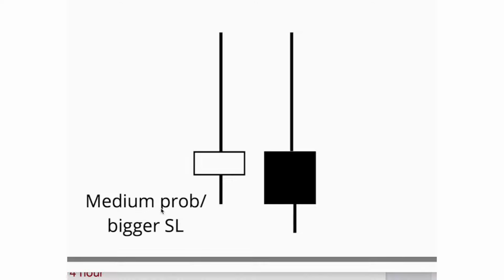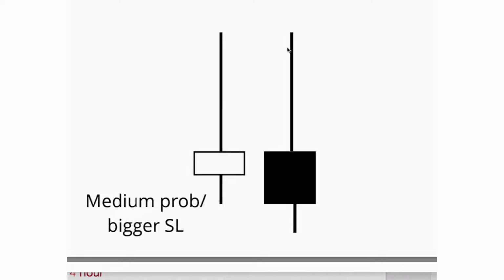Again, I'd say a medium probability. Sometimes you get 3 or 4 of these in a row. The more the better, actually. So having 2 like this, the tweezer pattern, is better than just having 1 spike high, and having 3 is better than having 2. So the more that happen like that, the better.